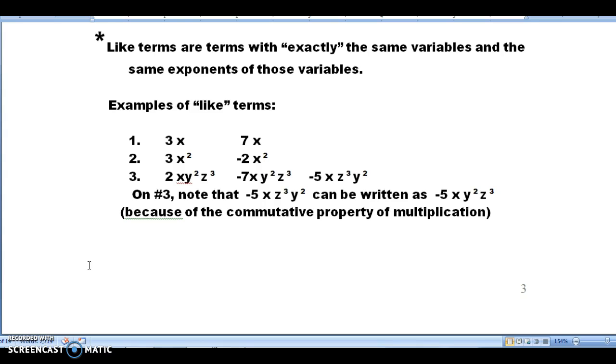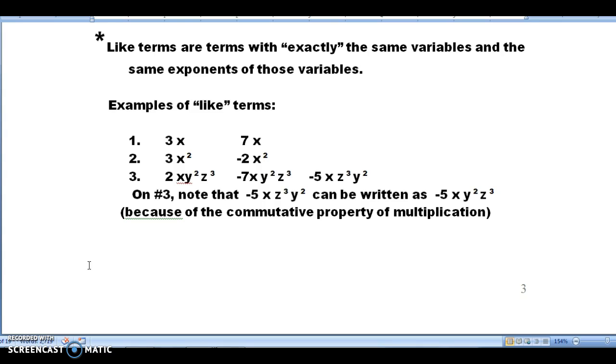Like terms are terms with exactly the same variables, that means the same letters, and the same exponents of those variables. For example, 3x and 7x are like terms. So if you cover up the 3 and the 7, you can't tell any difference between those two. They're identical. On problem number 2, 3x to the 2nd minus 2x to the 2nd, those are like terms because if you cover up the 3 and the minus 2, they're identical. You can't tell the difference between them.